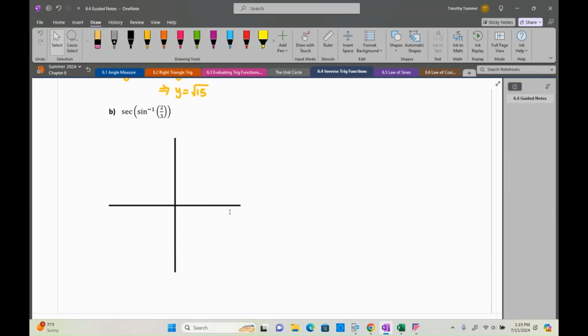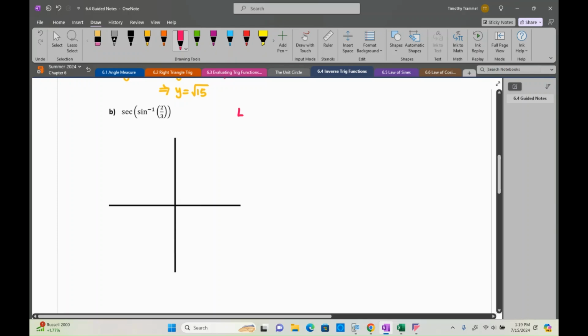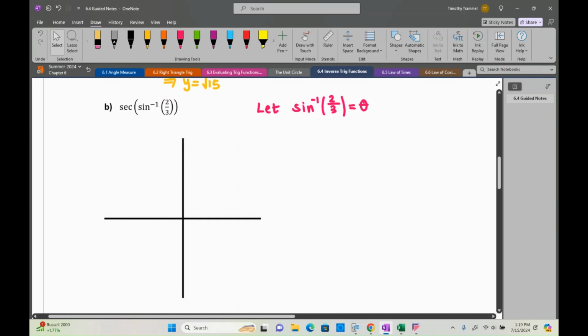So for this one here, I'm going to have us start up the same way. I'm going to say let sine inverse of 2/3 equal theta. And I'm going to zoom us in a little more here. And what that tells us then is that sine of theta is equal to 2/3. And remember, sine is opposite over hypotenuse.